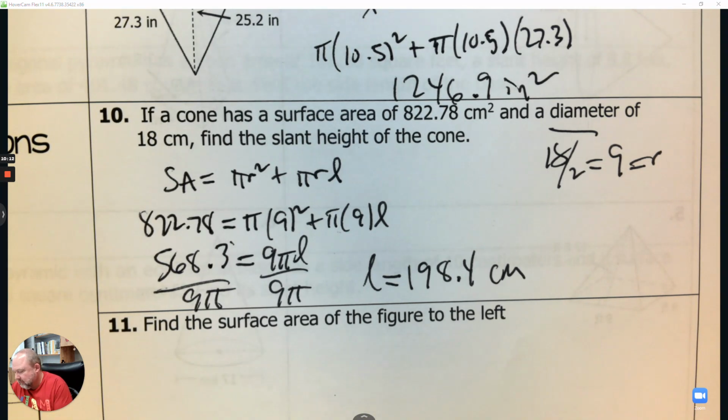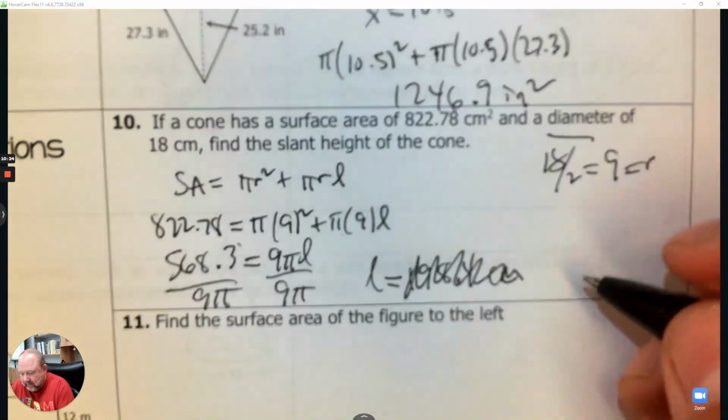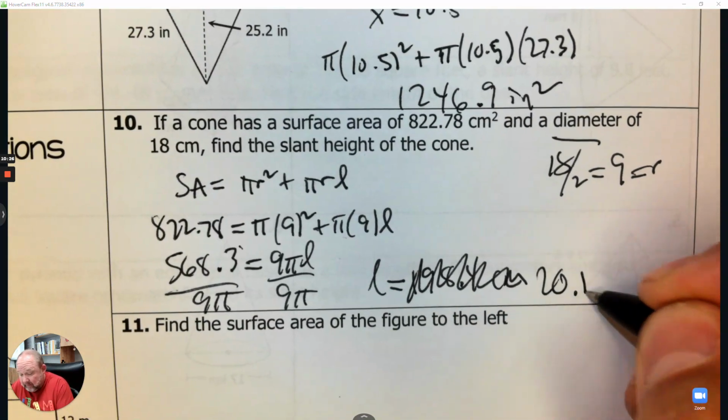Doesn't feel right. Let's try it again. So 568.3 divided by 9 pi. Let's see if I typed it in wrong. I did type it wrong. So the answer is 20.1. It just didn't feel right.